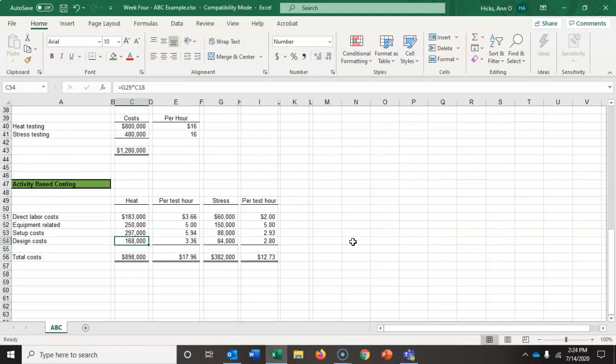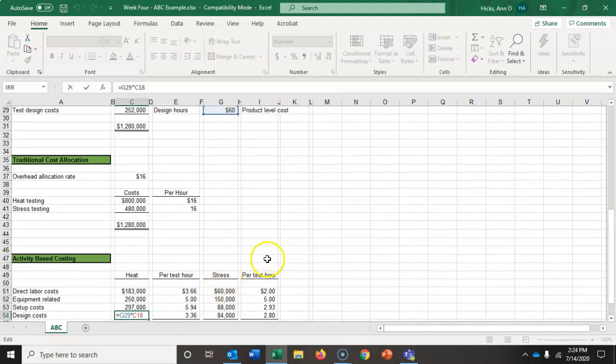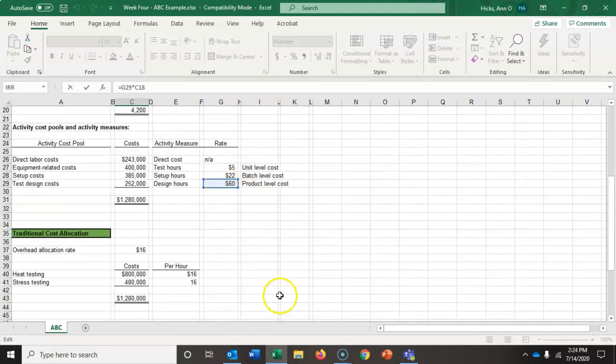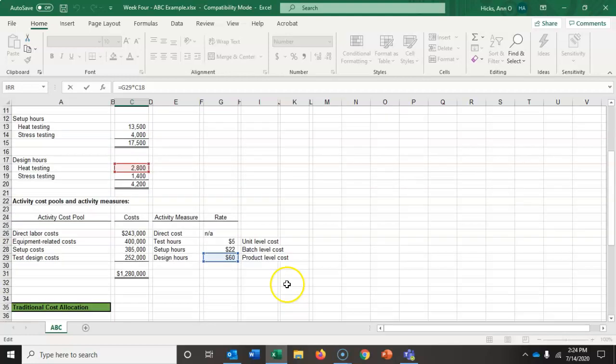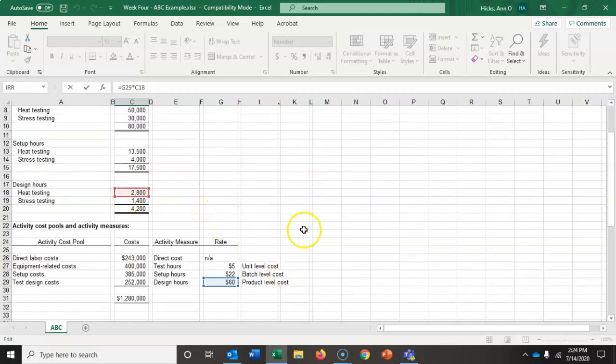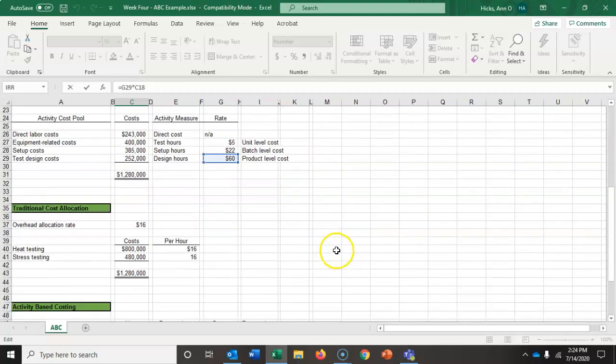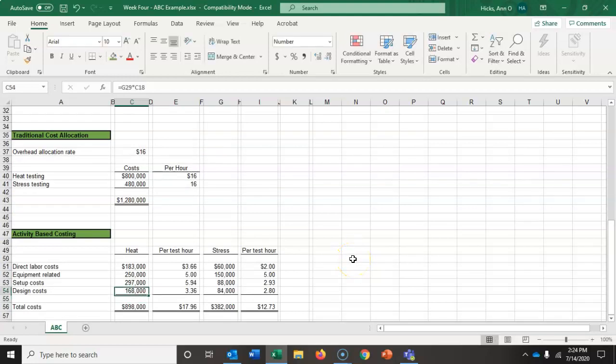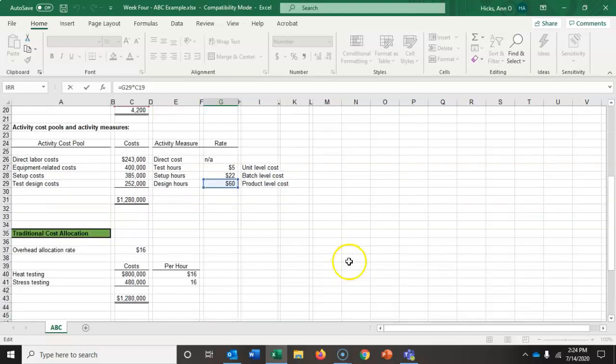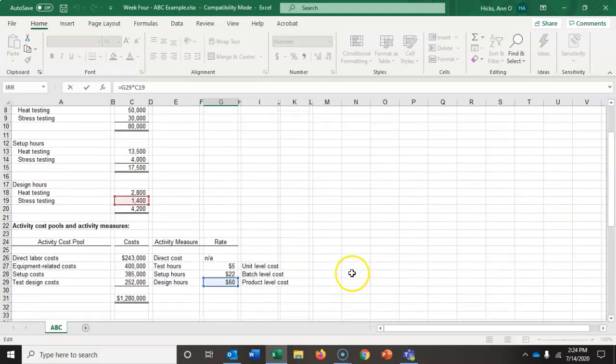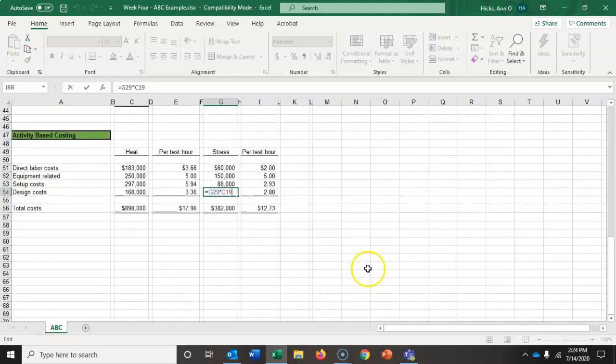And then lastly, design costs we will allocate based on the design hours. And so for heat, we'll take the $60 rate per design hour, multiply it by the 2,800 hours spent on heat testing. And then we will go through the same calculation for stress testing, taking the $60 times the 1,400 hours spent on design of the stress test.